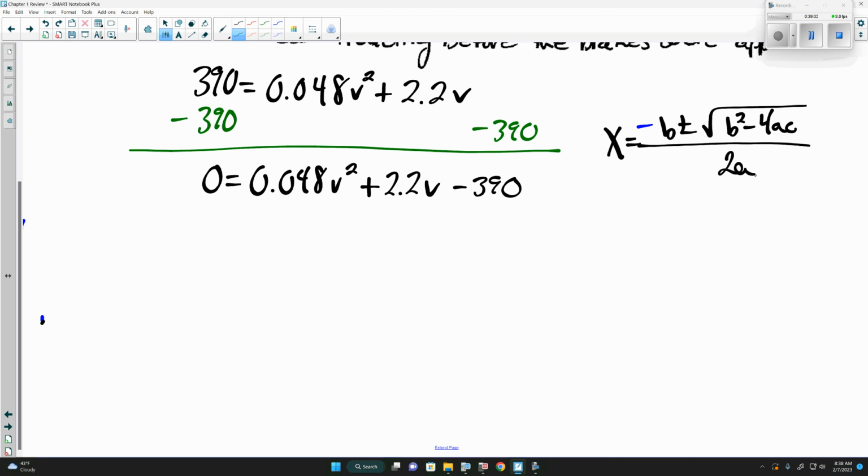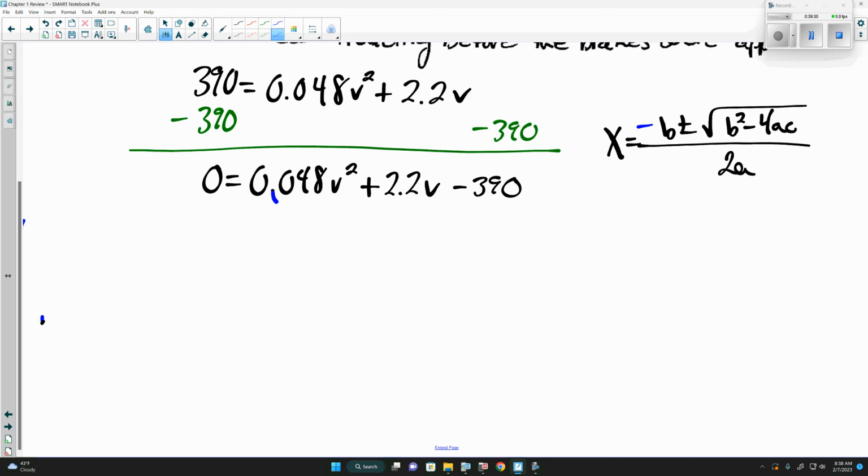And I would stray away from completing the square on this because, with completing the square, the number in front of x squared, or in this case v squared, would need to be 1, which would involve dividing everything by 0.048. 48 thousandths. So I wouldn't want to do that. So I would use the quadratic formula. Now, also with the quadratic formula, 0.048 is not a nice number.